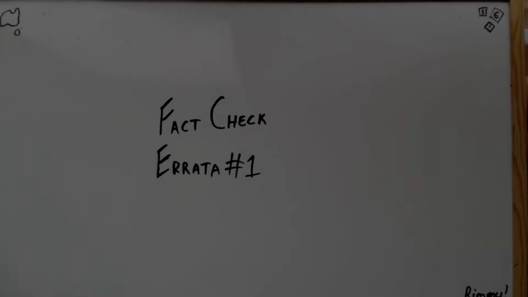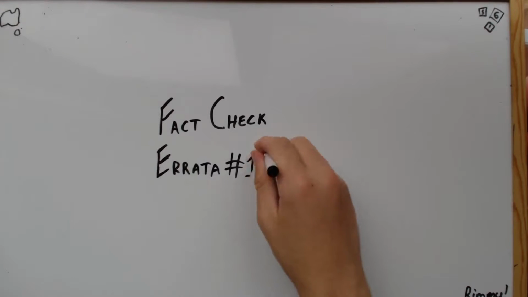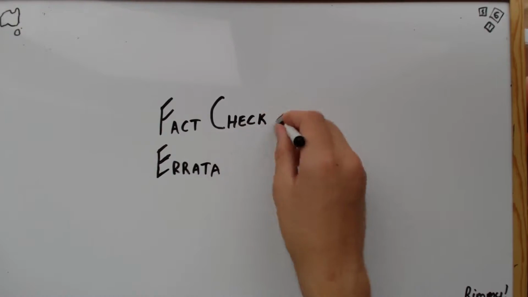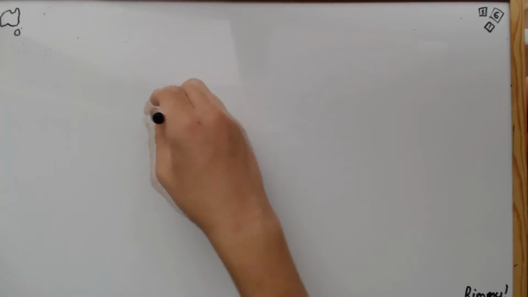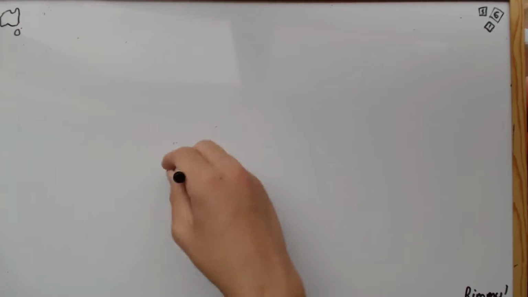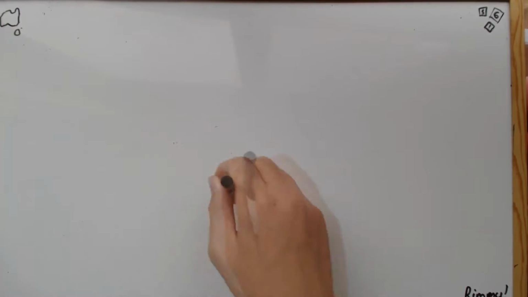On Shadowrun 5th edition fact check, sometimes even I, the all-knowing and all-seeing one, get something wrong. Videos like these are for those small mistakes or missed parts, as a video that is completely wrong will be taken down and redone. So here's the first round of Errata.